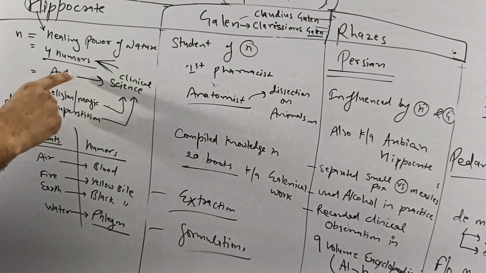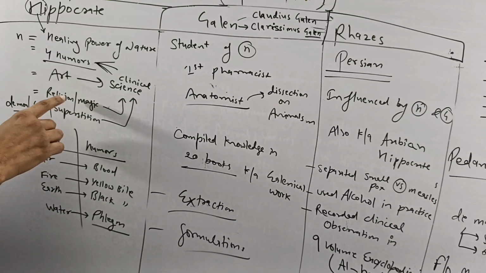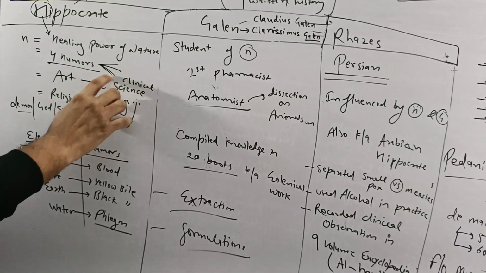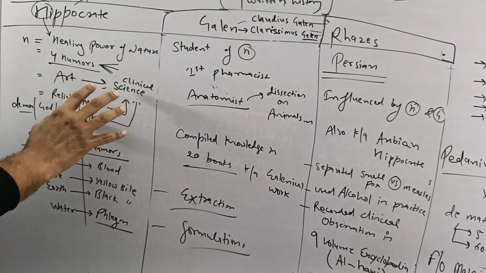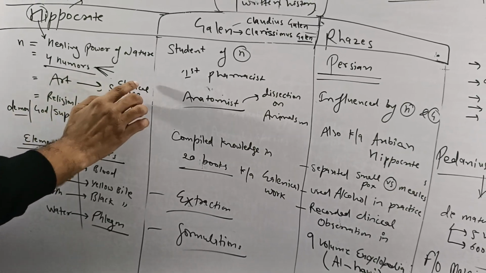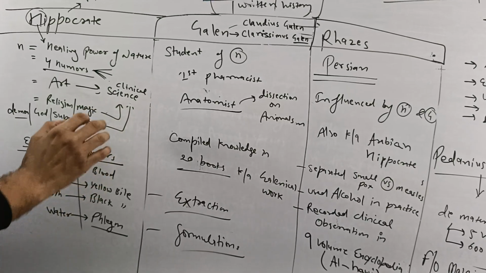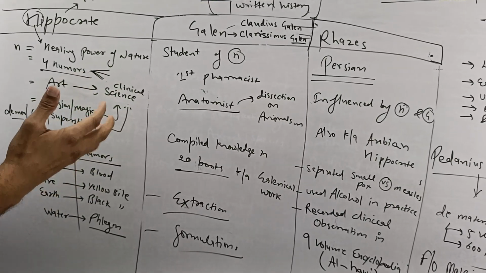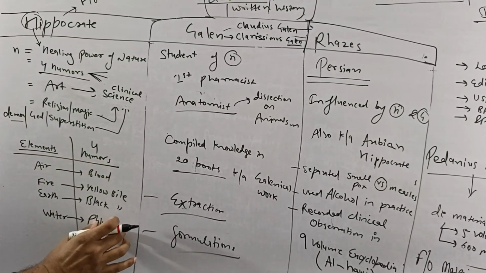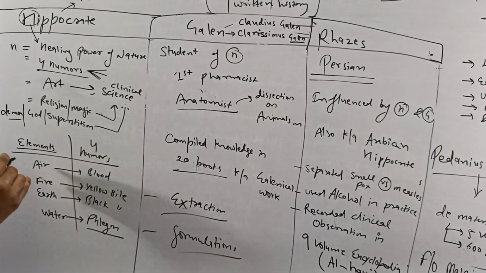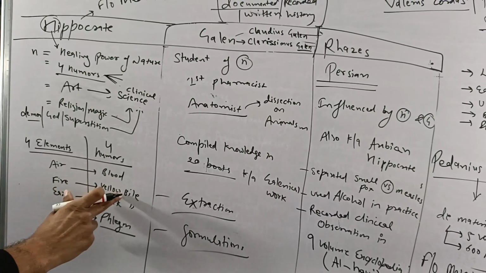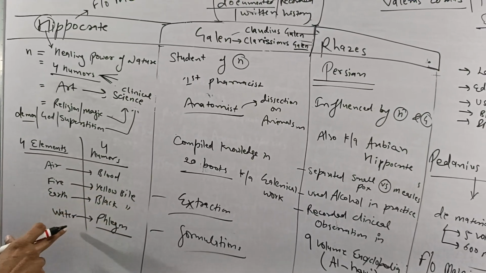Then he was the one who separated religion, magic, god, and superstition from actual clinical science. Because of his effort, this art was converted into clinical science. Similar to Ayurveda's three doshas, or three humors, in the case of Hippocrates there are four humors, which are derived from the four elements: air is blood, fire is yellow bile, earth is black bile, and water is phlegm.